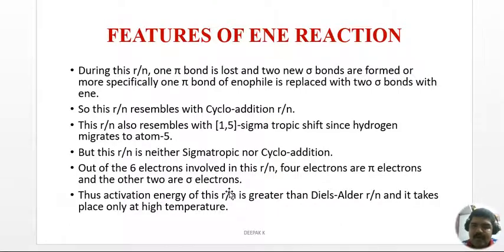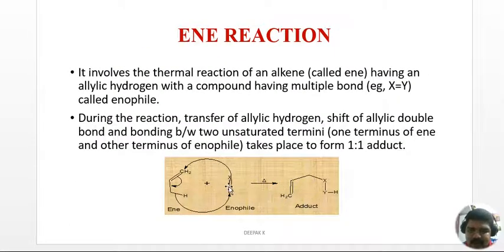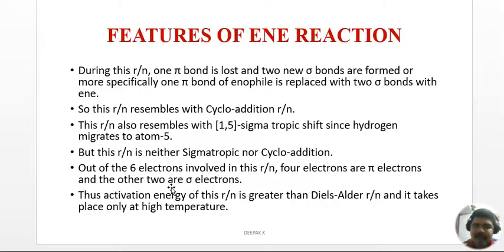Here 6 electrons are involved in this reaction. Look at this, 6 electrons. First of all, the transfer of a proton, which involves 2 electrons, then the migration of this bond to here, so that is 4 electrons. Then you have this, so 6 electrons are incorporated here, and out of these 6 electrons, 4 are pi electrons and the other 2 are sigma electrons.